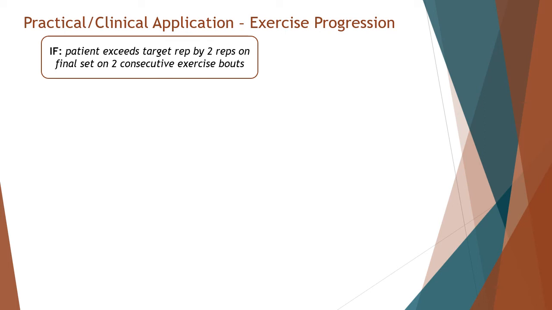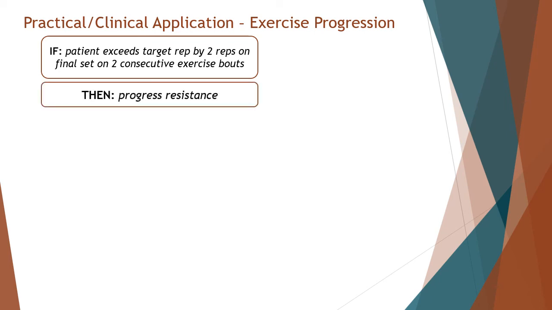But it's known that by the 2x2 rule, and I consistently utilize this with the patients that I deem it appropriate with. So if the patient exceeds a target rep by 2 repetitions on the final set on 2 consecutive exercise bouts, that means if they're doing bench press and their target rep is 10 and they get 12, and they did their bench on Monday and they do their bench on Friday, and in both instances they've used the same weight and they've exceeded their target rep range and gotten 12 repetitions, then you want to be increasing. And how much should they be increasing?